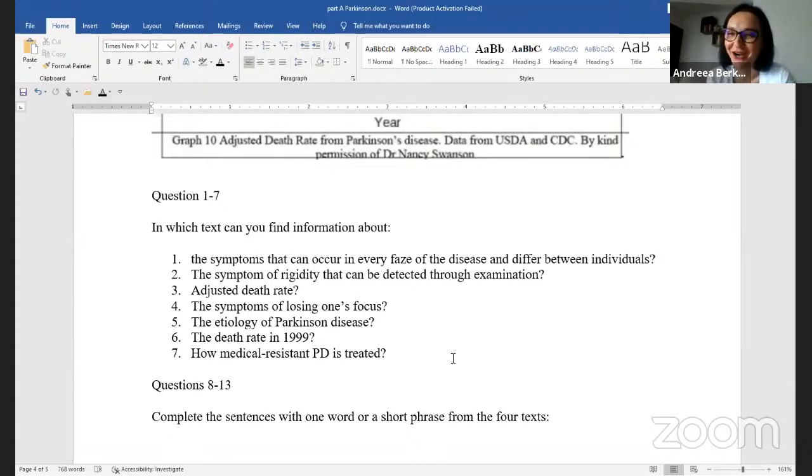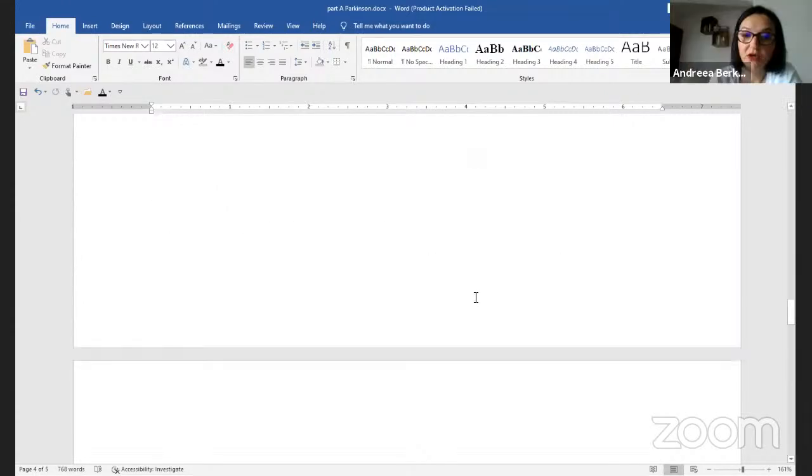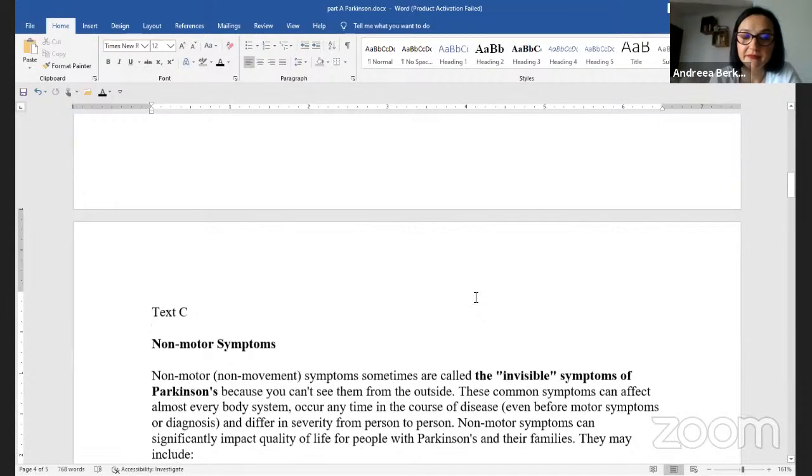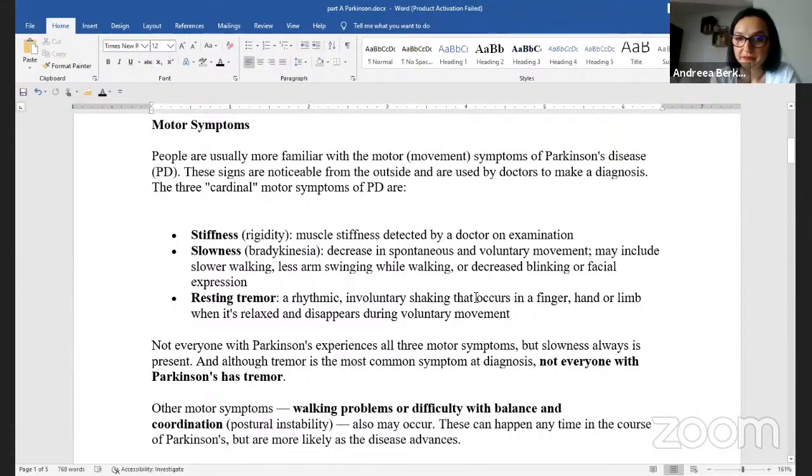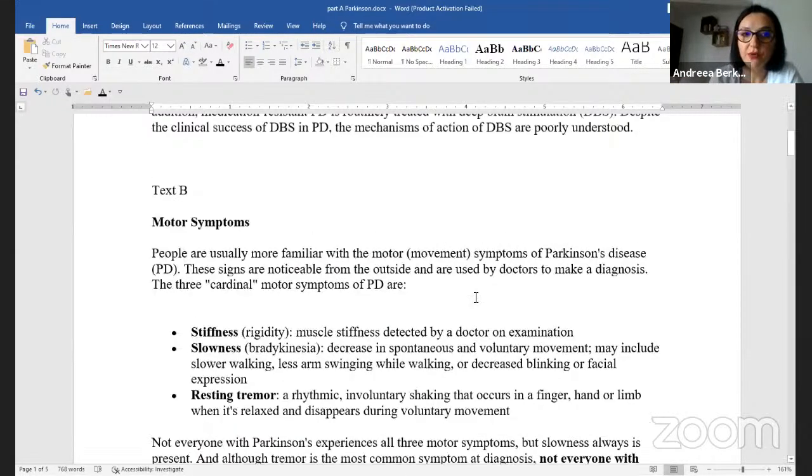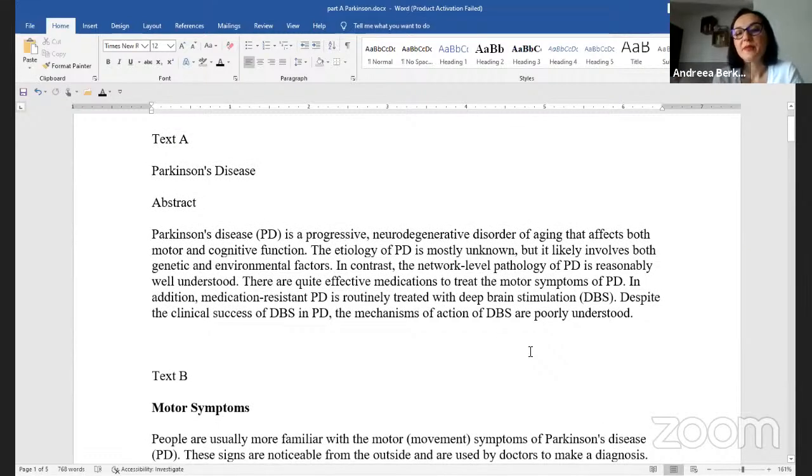We have A. Does anybody have another letter? Do you think that you saw any type of information about treatment in text B or C, where they talk mostly about symptoms? In B, I saw something, if I'm not wrong. Okay, let's check. There isn't really anything about treatment here. So it will be in text A. Can you please find it? Please remember that the question was about PD that resists medicine.